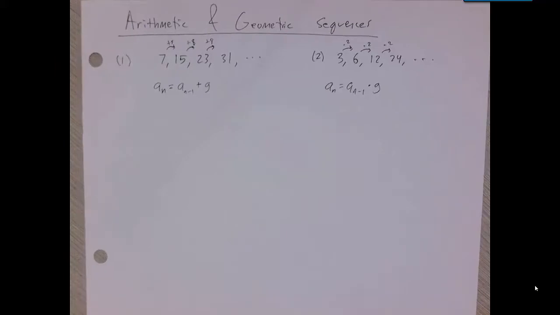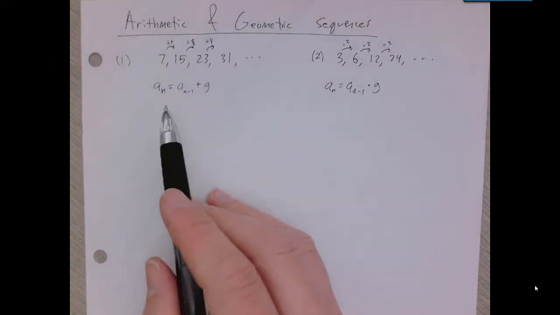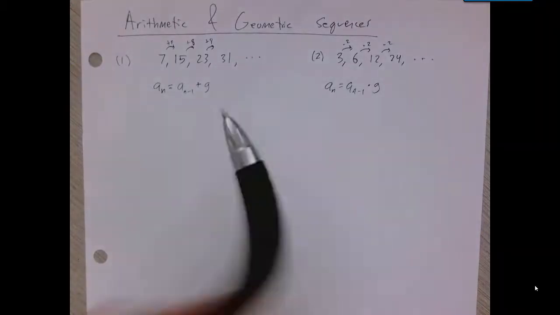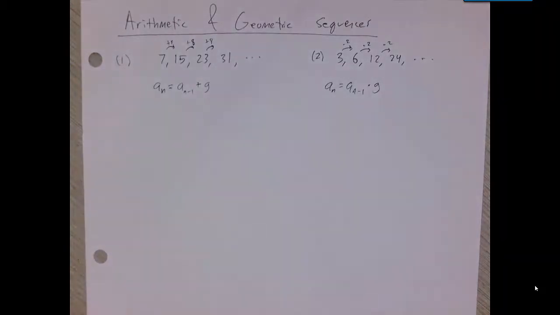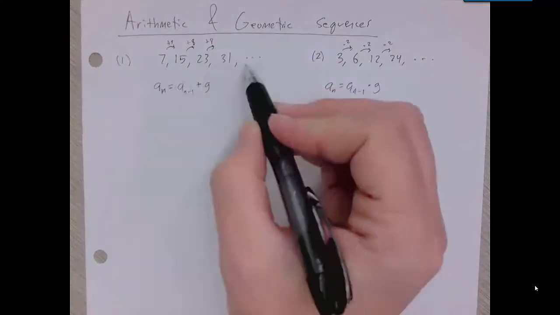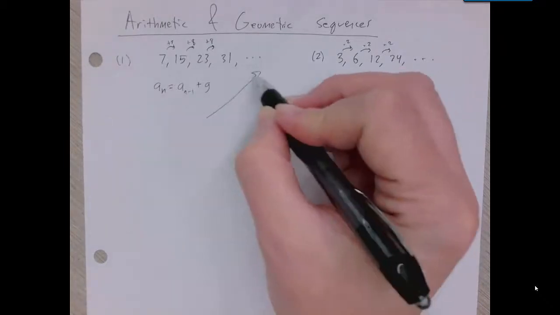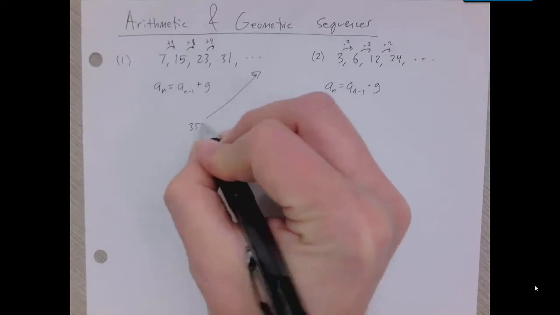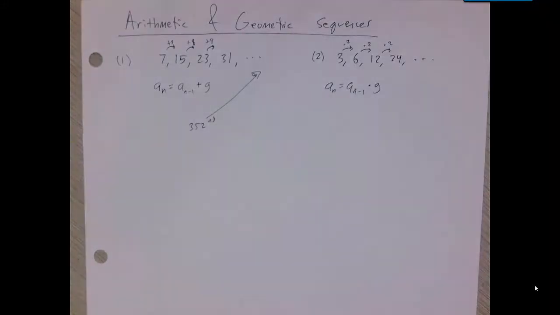One of the things that you're asked to do is to recognize if one of these two things is happening, or if you have a sequence that's neither of those. A different thing you might want to do is write down this pattern in general so that you could predict some really high number term. Let's say I wanted the 352nd term in this sequence. What could it be?